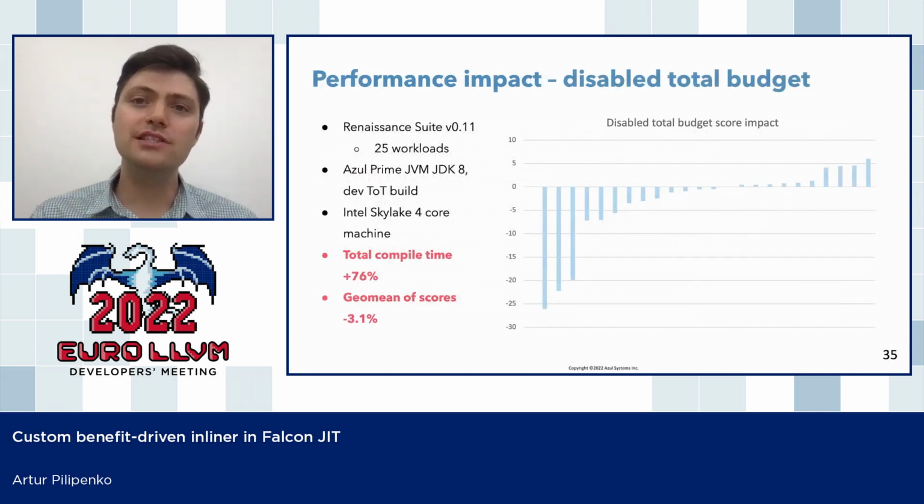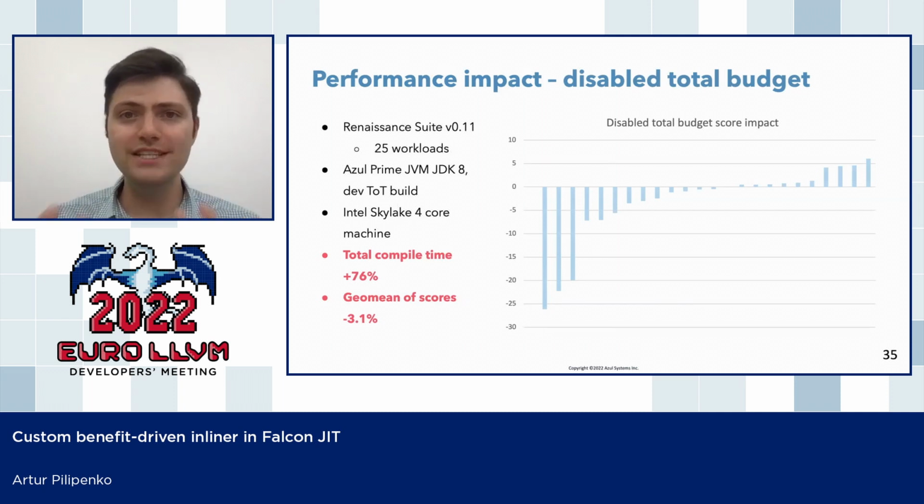Now let's see how this translates to performance. Here, I took the Renaissance benchmark suite of 25 workloads. I disabled total budget in our inliner, and I measured the impact of this change on the total compile time across 25 workloads and on the scores on these workloads.